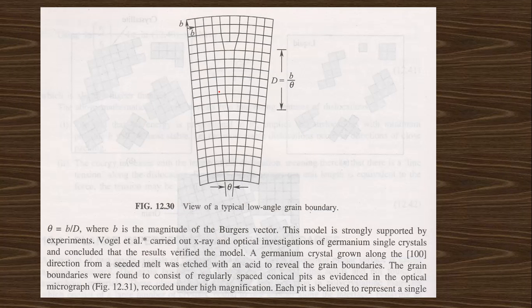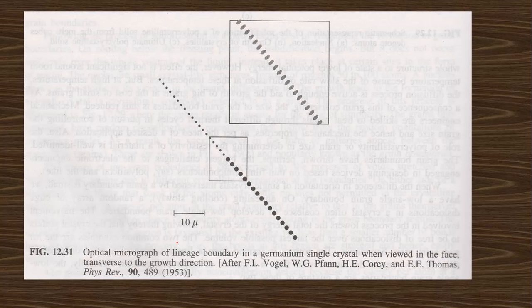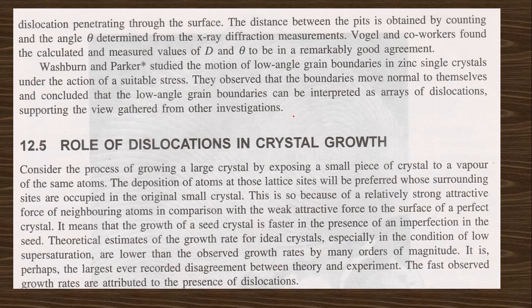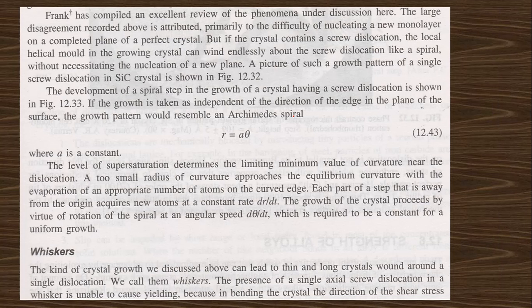This is the topical view of a low angle grain boundary. This is the optical micrograph of the low angle boundary of a germanium single crystal when viewed in the direction of growth. If you see in the growth direction, then we can see the boundary like that.